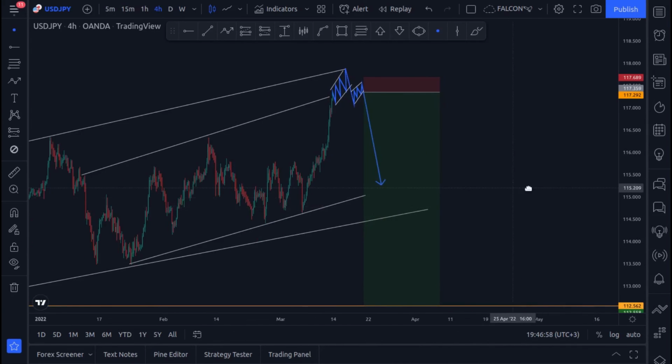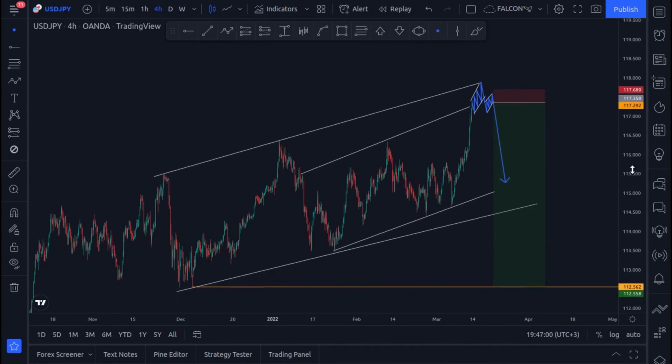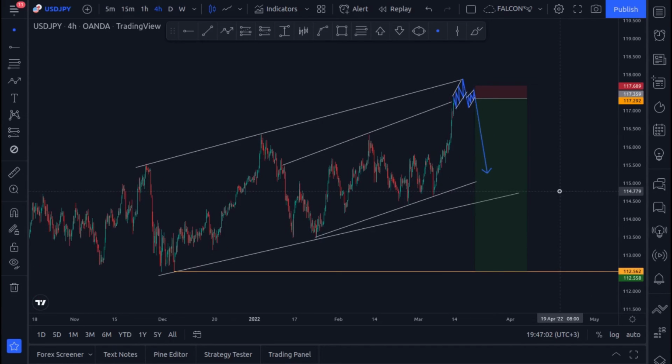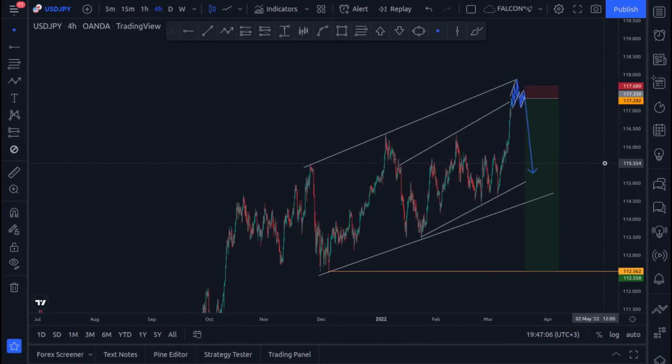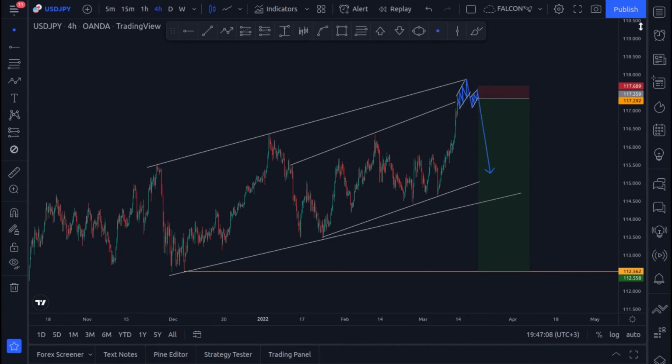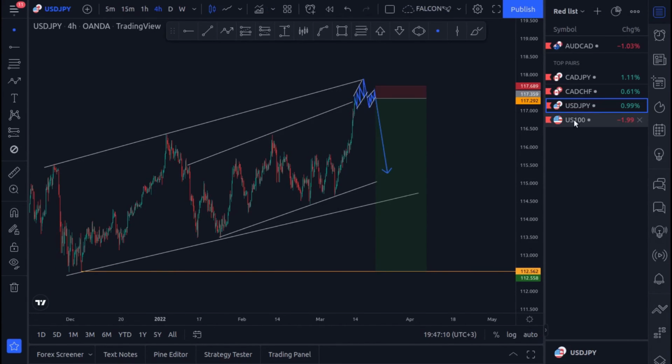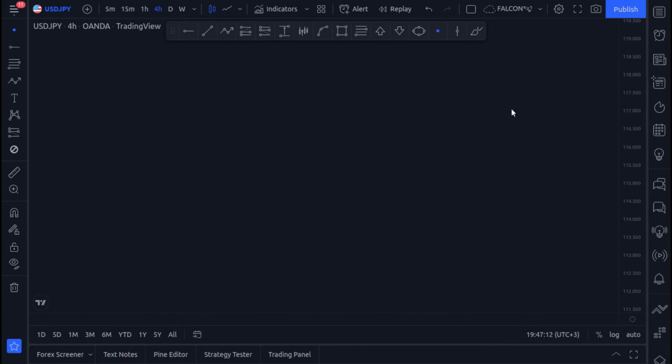Okay, so these are also nice setups that we look forward to this week. Hopefully it will bring some good profits. Looks really nice actually. Now let's finish up with NASDAQ.